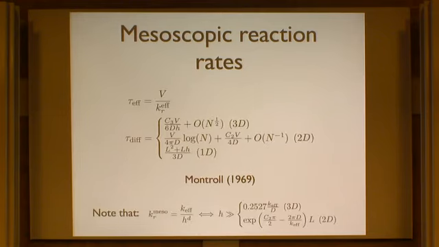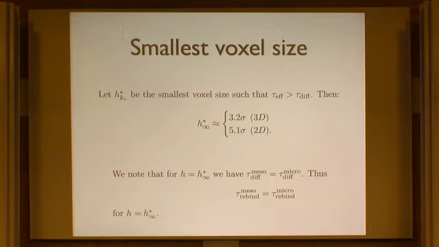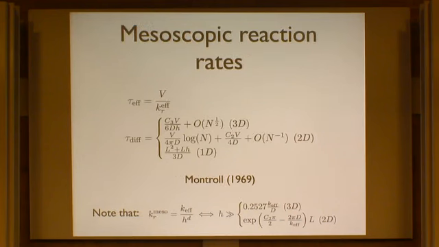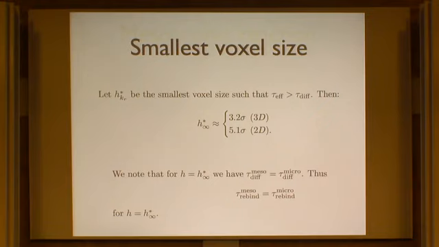So what we get then, we can actually derive the smallest voxel size for which we can match the effective binding times. And we call that smallest voxel size H star KR. If we set H equal to this and plug in the expressions for K, F here, we'll get the smallest voxel size in 3D will be 3.2 times the reaction radius, and in 2D approximately 5.1 times the reaction radius.